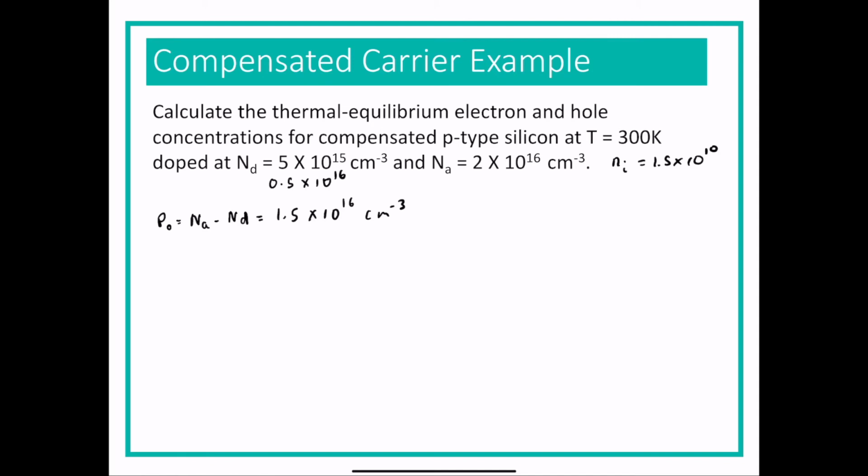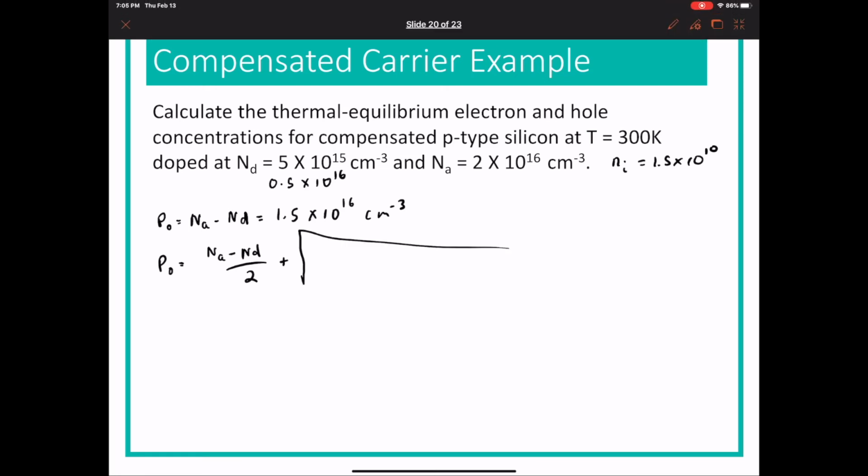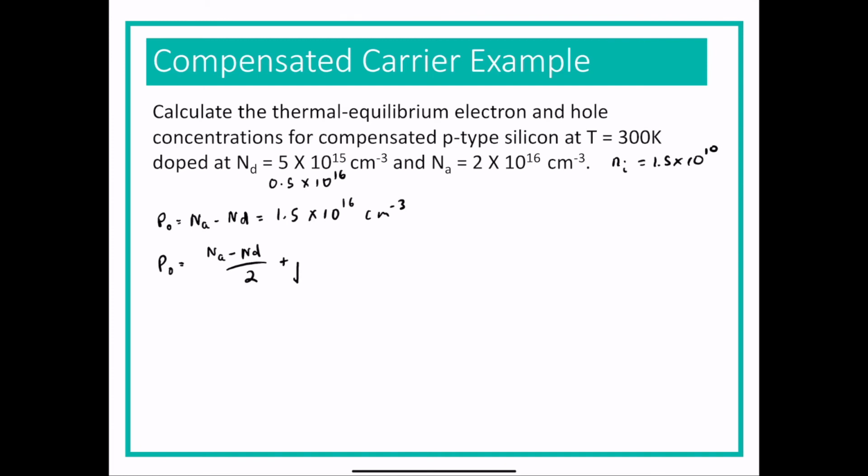And if I do the long equation, I take Na plus Nd over 2, and then I add the square root. Ooh, that's a terrible square root. That's like the worst square root I've ever made. So I'm just going to make that go away and make a better one. All right. There, that looks better.